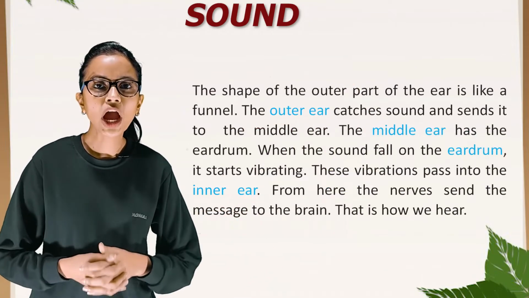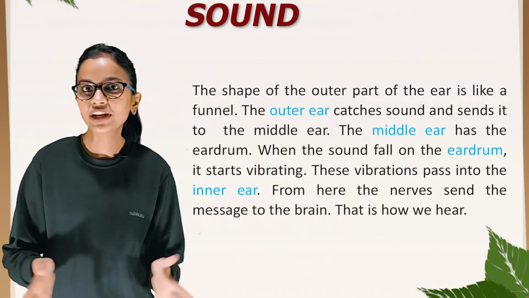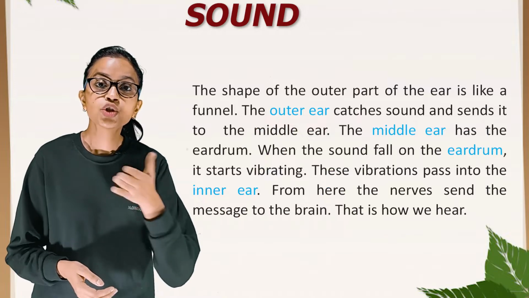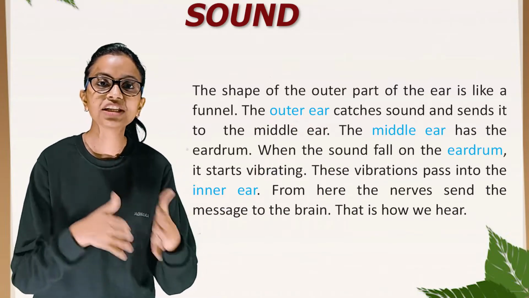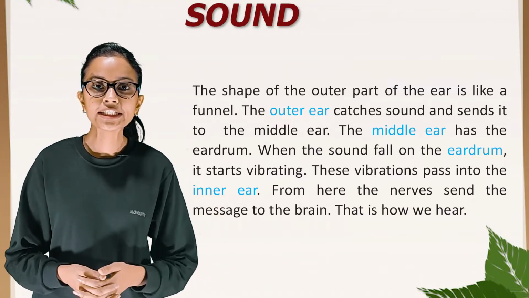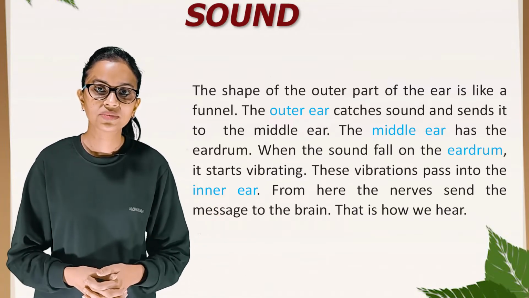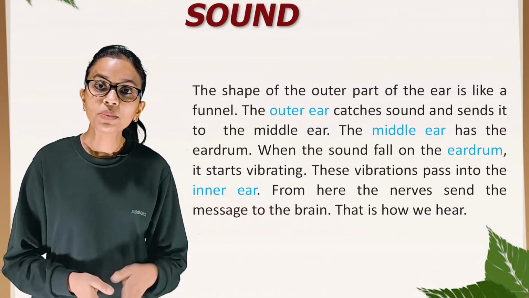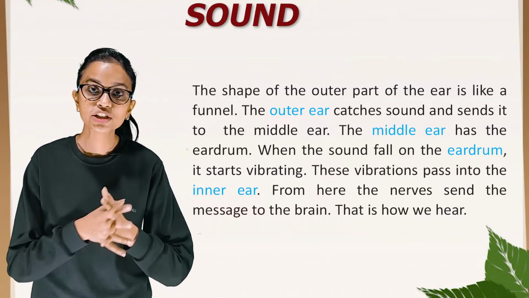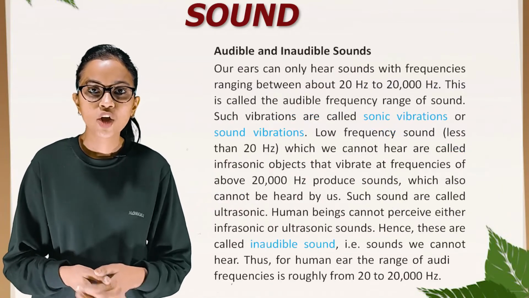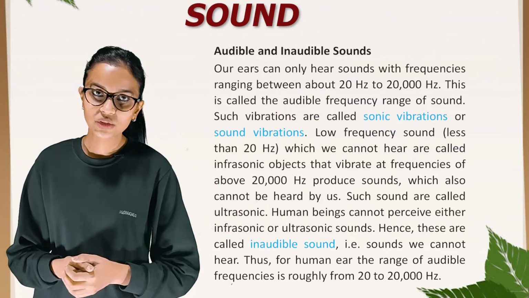The shape of the outer part of the ear is like a funnel. The outer ear catches sound and sends it to the middle ear. The middle ear has the eardrum. When the sound falls on the eardrum, it starts vibrating. These vibrations pass into the inner ear. From here, the nerves send the message to the brain. This is how we hear audible and inaudible sounds.